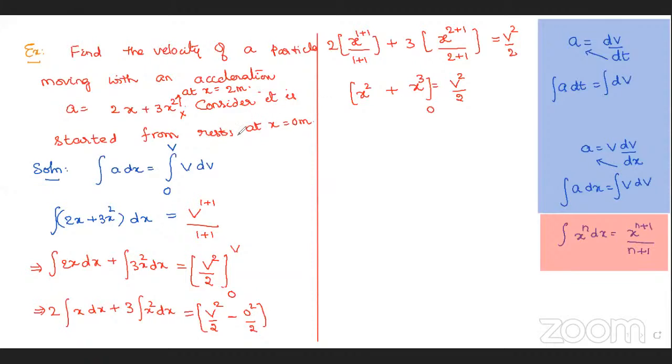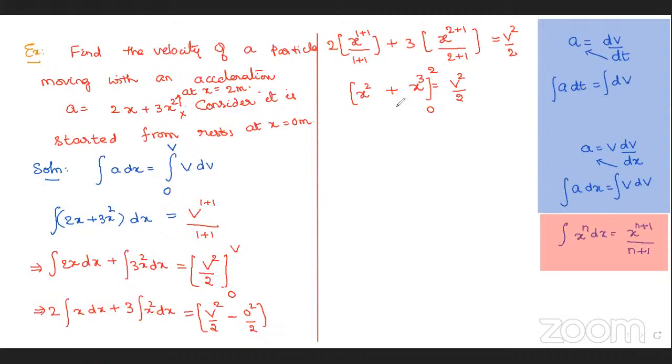Because it started from rest at x is equals to 0 initially. And upper limit he is asking at x is equals to 2. Upper limit is 2. Did you say? Now it is correct, Mr. Akhil.